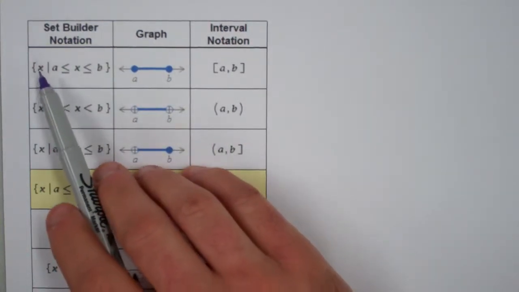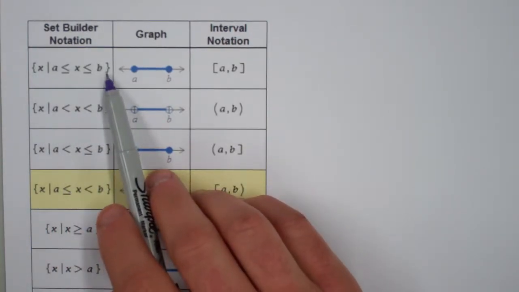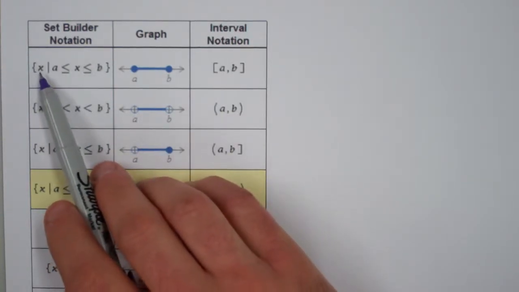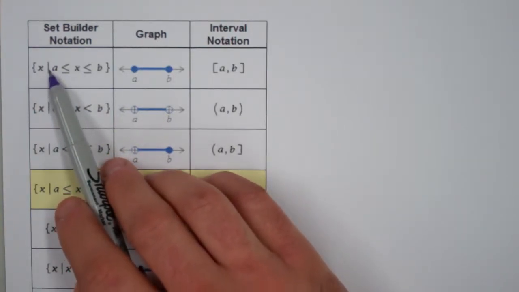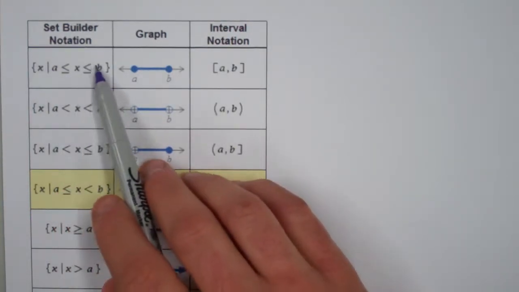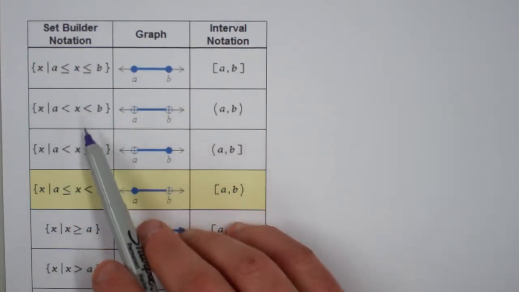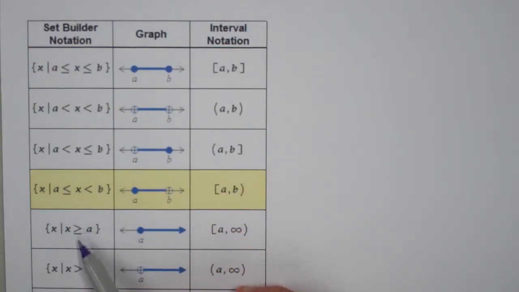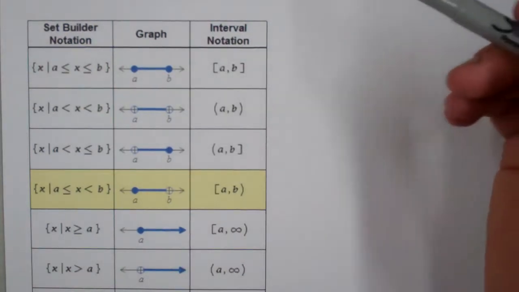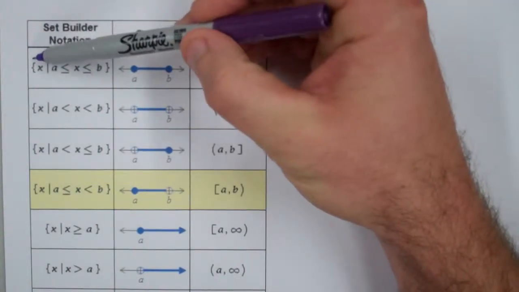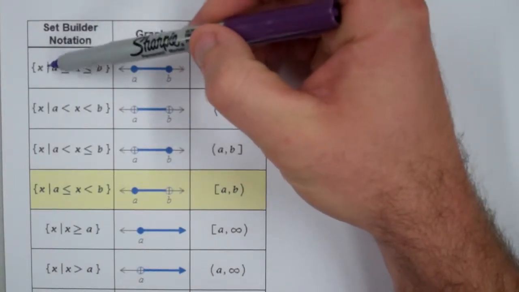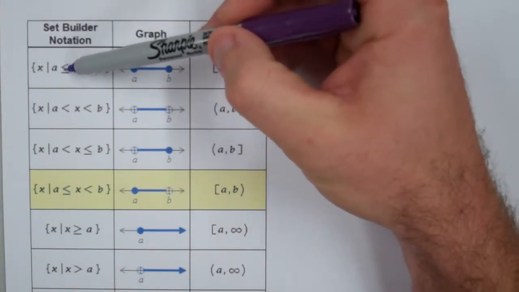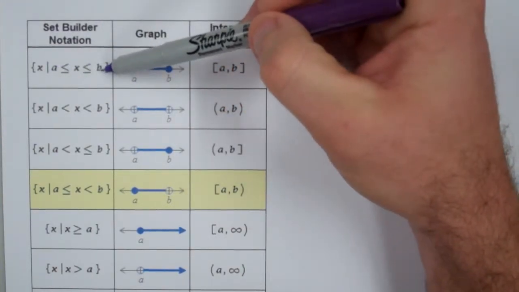If we look at set builder notation, we're always going to see these curly braces right here and here. That indicates we're dealing with a set. The variable that we're using goes next from left to right. We write this line here that means such that, and then you're going to see an inequality. If you look at all of these, you'll see that inequality in the same position. You read this as the set of all numbers for x such that a is less than or equal to x is less than or equal to b.